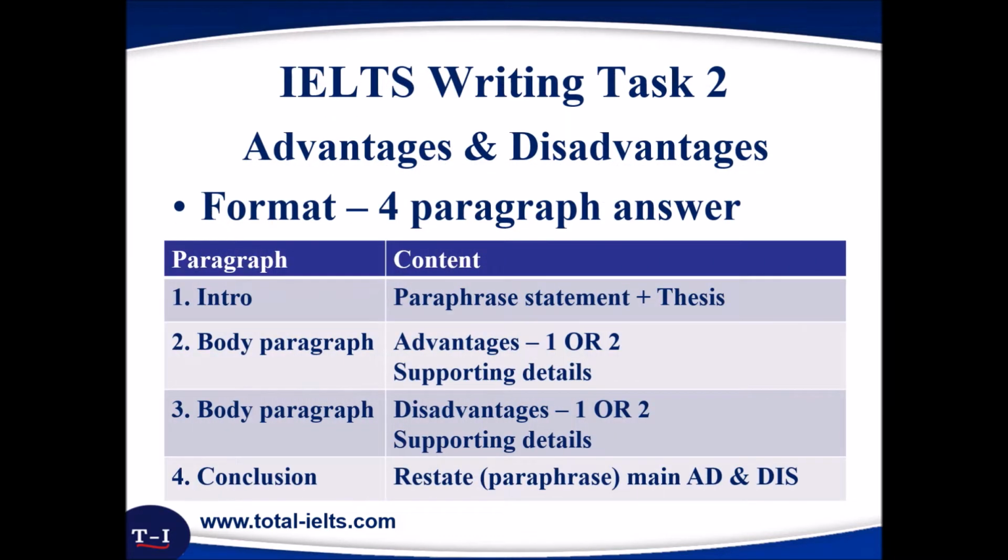This should be a straightforward 4-paragraph answer. Number 1, your introduction, including your paraphrase of the statement and the thesis. Paragraph 2, the advantages, and 1 or 2 advantages is enough, both with supporting details. In paragraph 3, the disadvantages, again 1 or 2 is enough with supporting details. And finish with your conclusion, where you restate and paraphrase the main advantages and disadvantages.